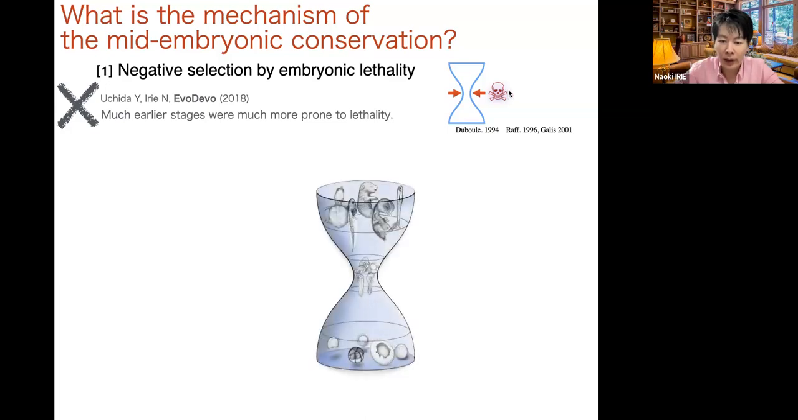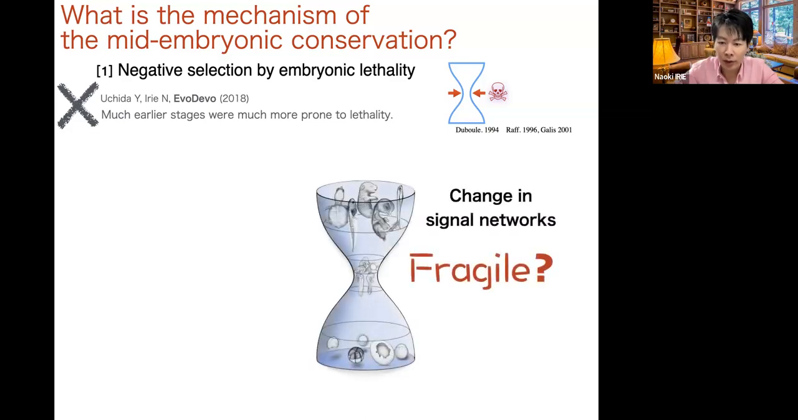Because when you add mutations or even noise, environmental noise, to this developmental stage, it's just an assumption, but they predicted that since this stage is very fragile, it's very easy to die or become a lethal phenotype. And then this leads to evolutionary conservation.